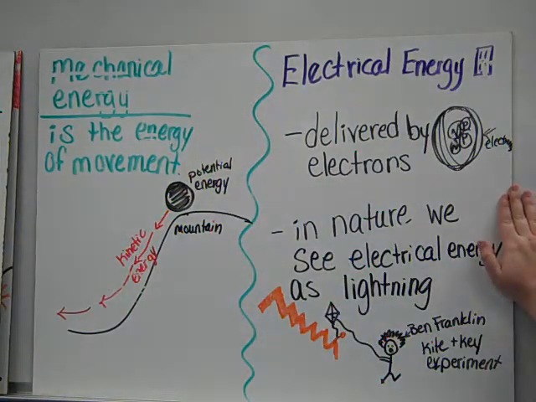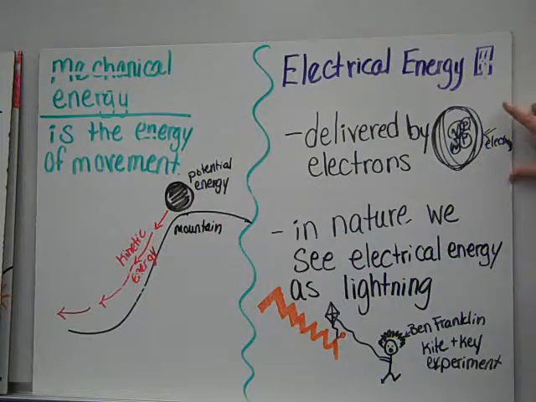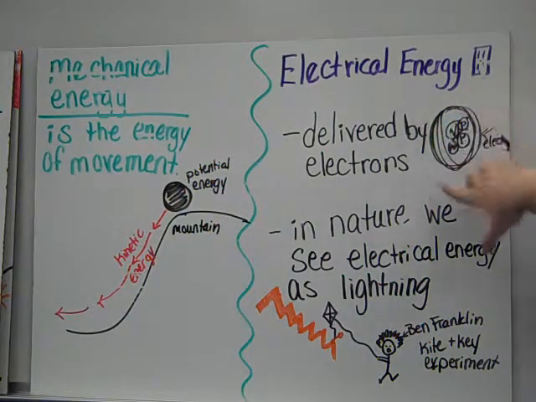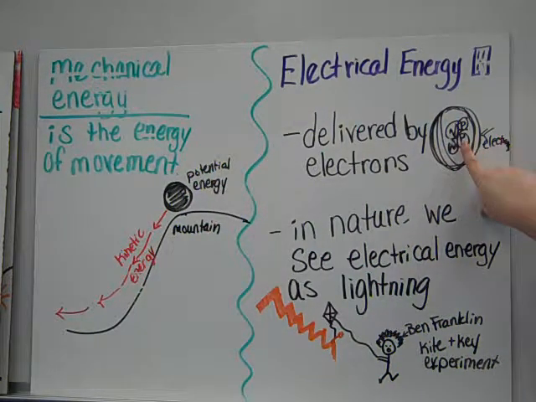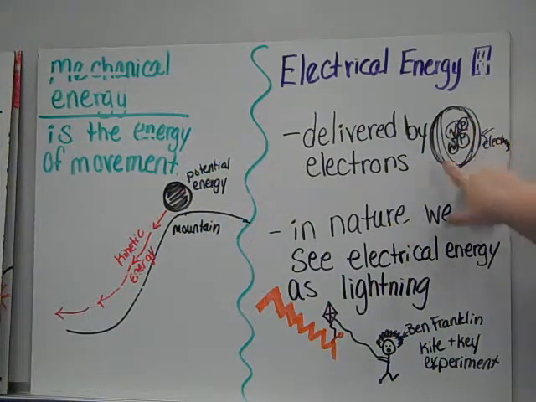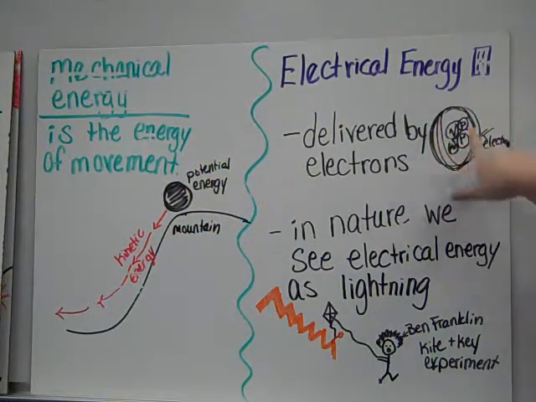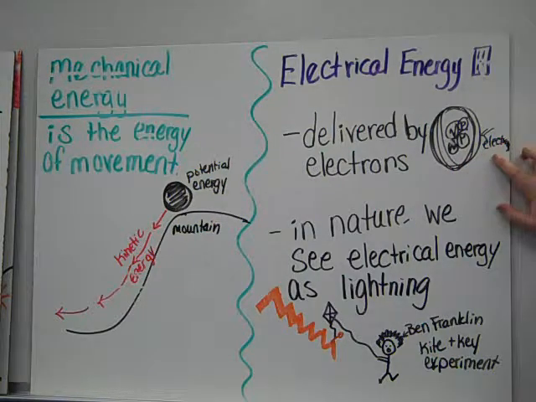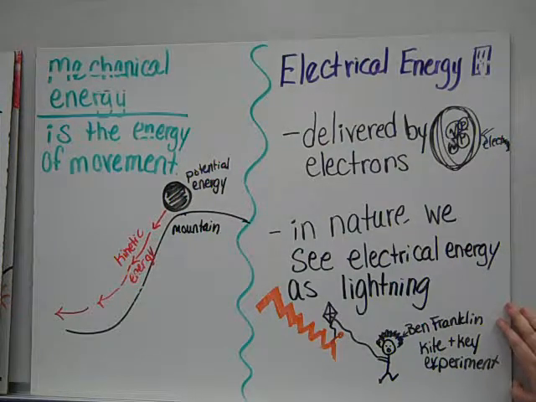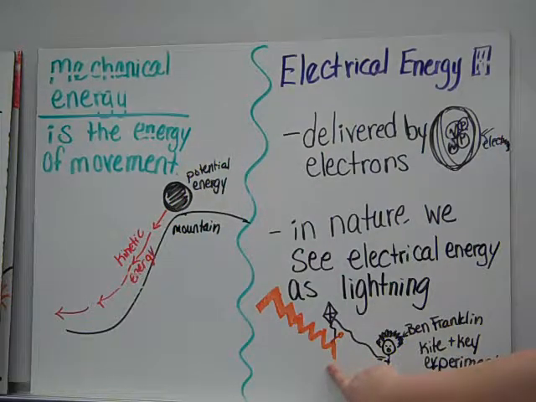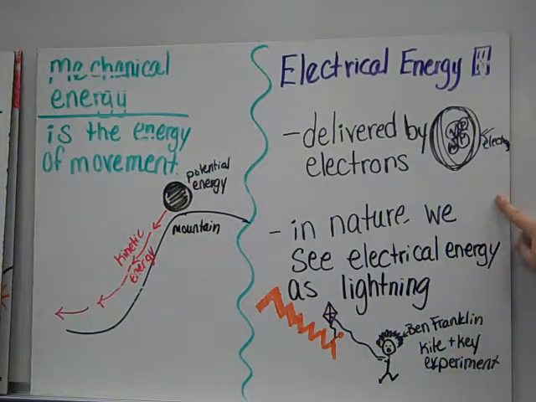And finally, one of your favorite forms of energy, we have electricity. Electricity runs all the cool gadgets we like to use in class and things. It's delivered by electrons. Remember when we talked about the atoms, we had the nucleus with the protons and neutrons, and around it we had that cloud of electrons, just like the rings of Saturn. These electrons deliver the electricity. In nature, we see electrical energy as lightning. Remember Ben Franklin had the kite and key experiment where he used the power of lightning, tried to harness it. There's our friend Ben there kind of freaking out.